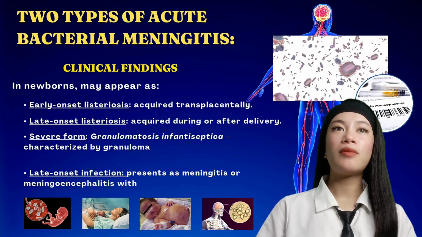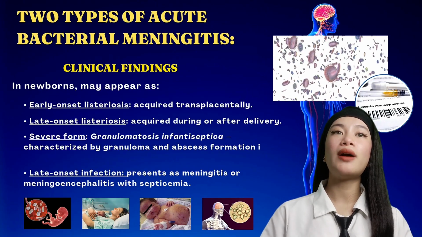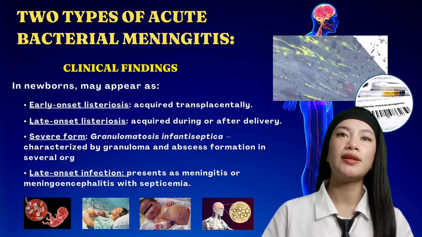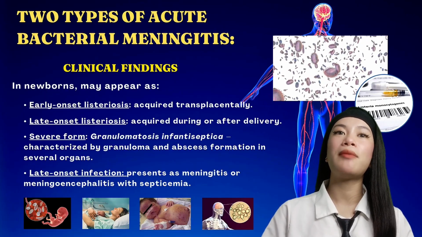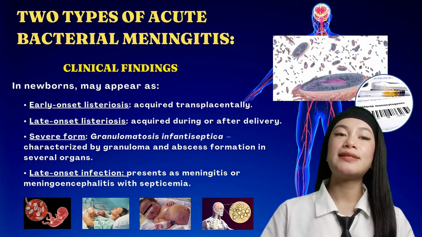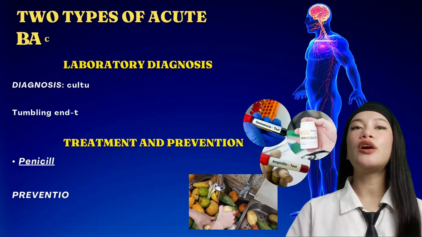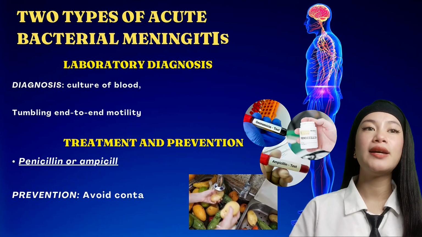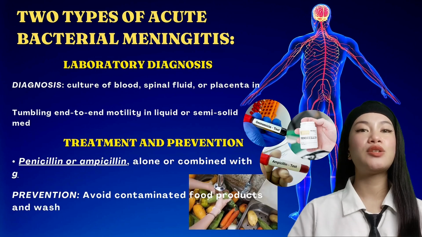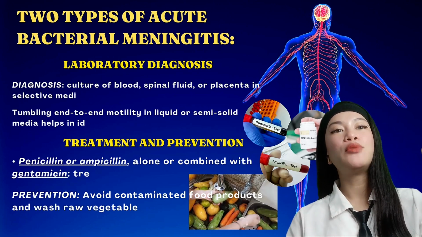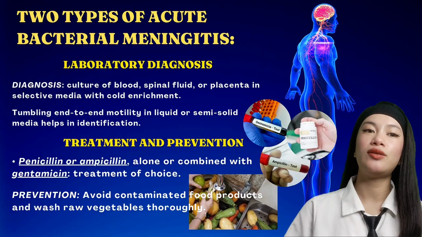In severe form, granulomatosis infantiseptica is characterized by granuloma and abscess formation in several organs. For late onset, infection presents as meningitis or meningoencephalitis with septicemia. Laboratory diagnosis is through culture of blood, spinal fluid, or placenta in selective media with cold enrichment. Tumbling end-to-end motility in liquid or semi-solid media helps in identification.